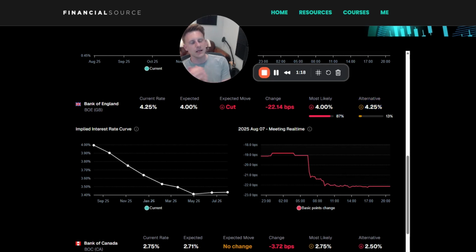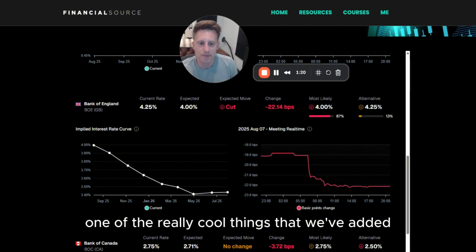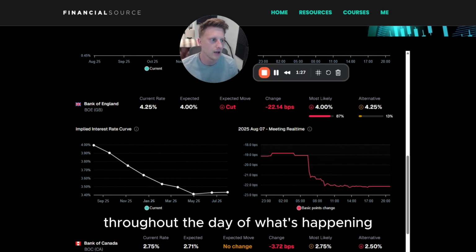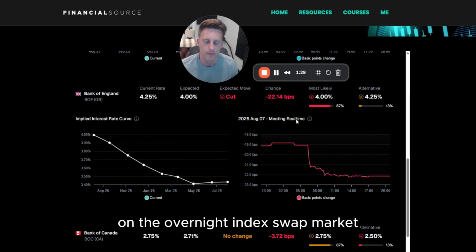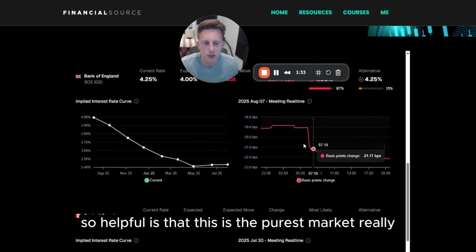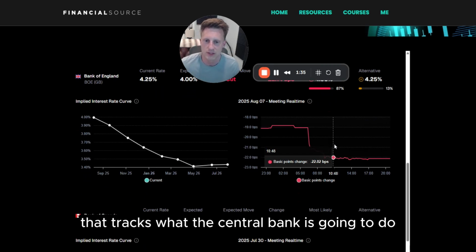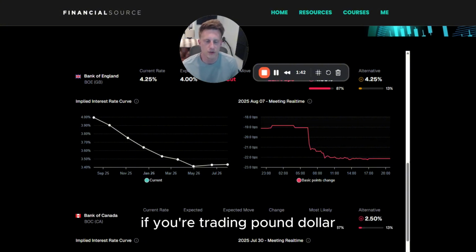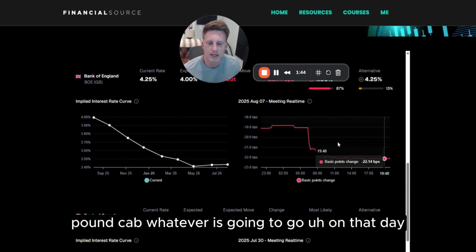Now, one of the really cool things that we've added is this graph right here, which is the real-time tracking throughout the day of what's happening on the overnight index swap market. Why this can be so helpful is that this is the purest market that tracks what the central bank is going to do. So it can be a major indicator for where the currency, if you're trading pound dollar, pound CAD, whatever, is going to go on that day.